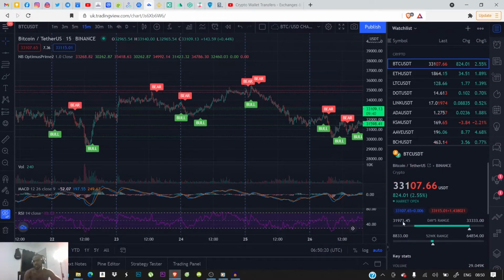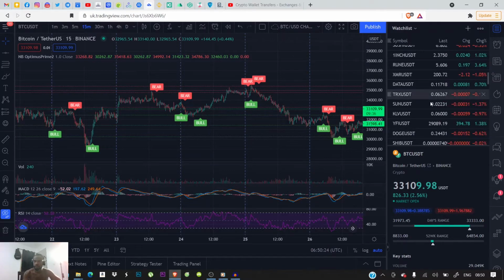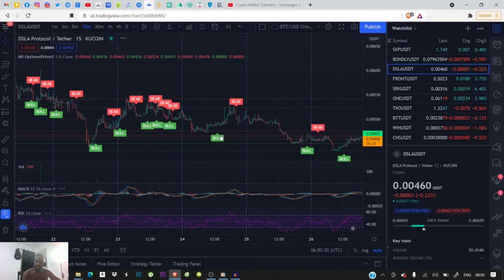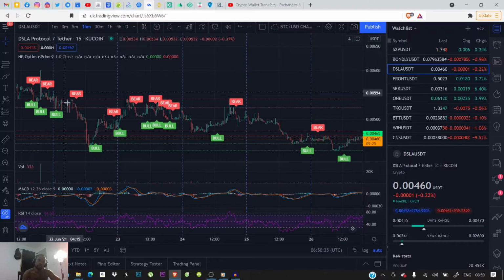So as long as the chart or the coin you're looking at has enough history, it's going to pick it up. Let me look for something else that doesn't have enough history. This TSL protocol. Yes, on the 15-minute time frame, you can see bull and bear. You can see the calls, which are accurate.